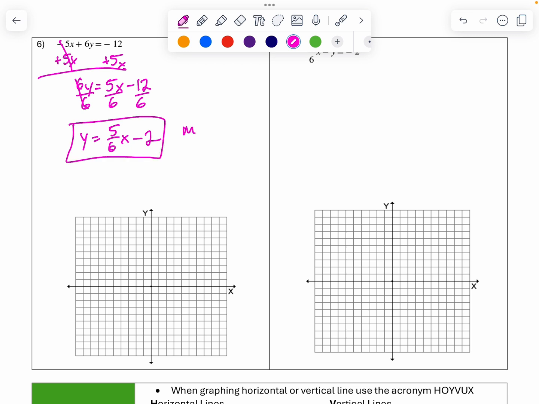So that means our slope is 5/6, our b is -2. So I'm going to start at -2, and then it's positive, so I'm going to go up and to the right, or down and to the left, and connect my points.